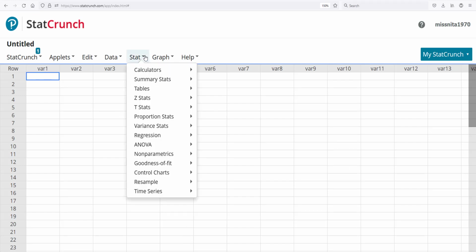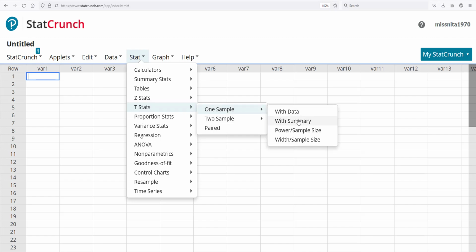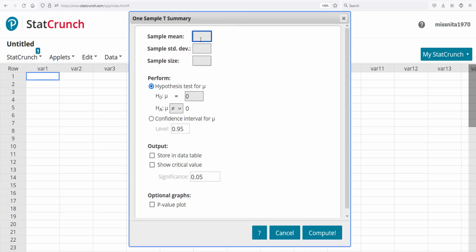So with StatCrunch, you're going to go to Stat. You're going to go to T-Stat because this is the t-statistic. We're going to do one sample with summary. We have summary data. So let's go ahead and plug in our information. Our sample mean was 172.5. Our standard deviation was 15.4. And we had a sample size of 25.